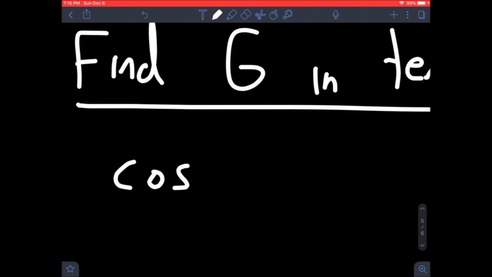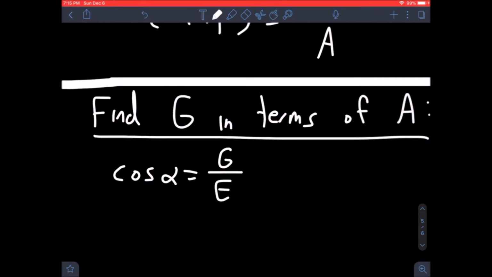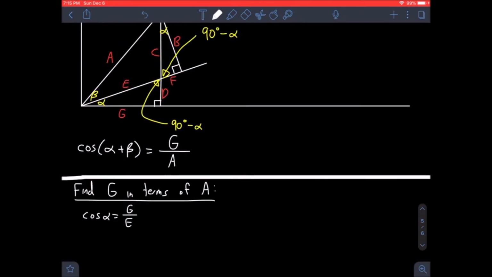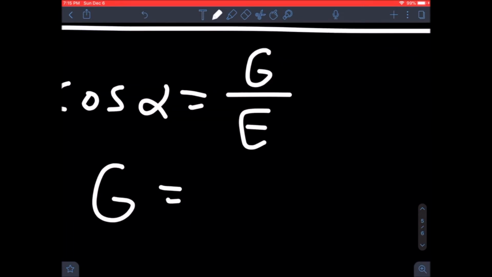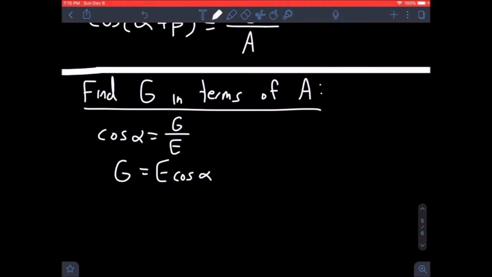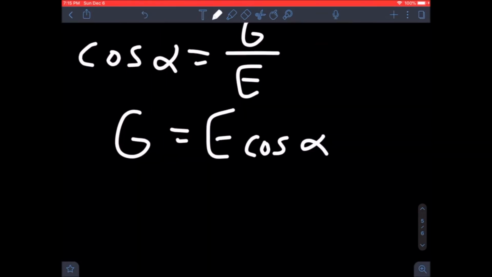So cosine of alpha equals G over E. Now, if we solve for G, we get G equals E times the cosine of alpha. Remember, our whole goal is to find G in terms of A. So in order to do that, we need to change E. We need to write what E is in terms of A.